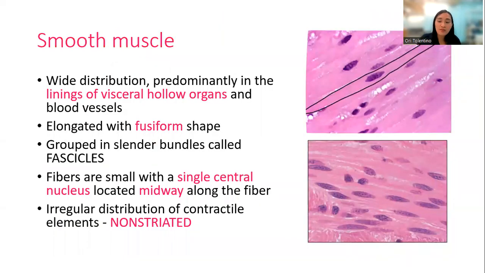Okay. The last type of muscle tissue is the smooth muscle. It is widely distributed, predominantly in the linings of your hollow organs like your uterus, your intestines, also found in your blood vessels. They are elongated with fusiform shape, which means they look like spindles like these. They are grouped in slender bundles called your fascicles.